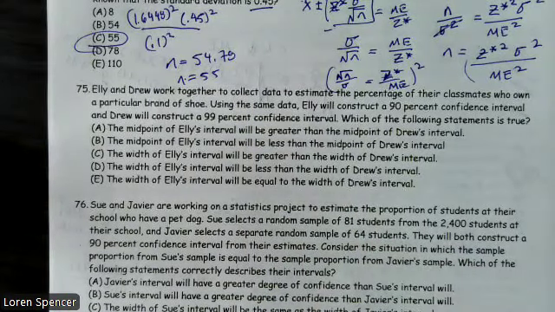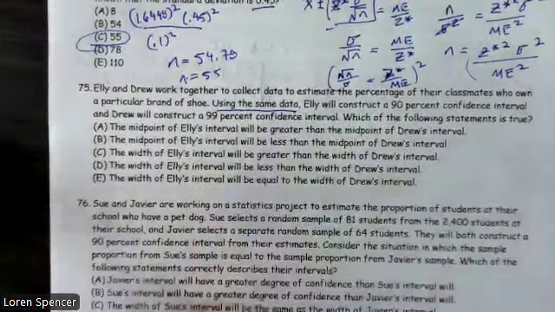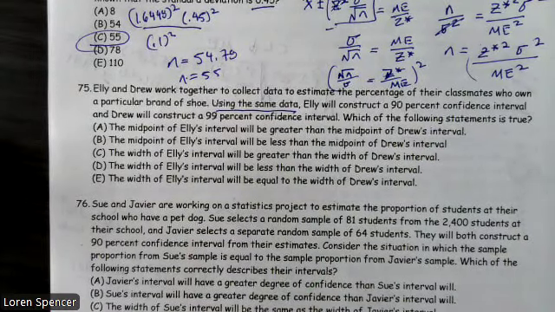Eli and Drew worked together to collect data to estimate the percentage of their classmates who own a particular brand of shoe. Using the same data, okay, this is important, Eli will construct a 90% confidence interval and Drew will construct a 99% confidence interval. Which of the following statements is true? The midpoints should be the same. All right? The midpoints should be the same.